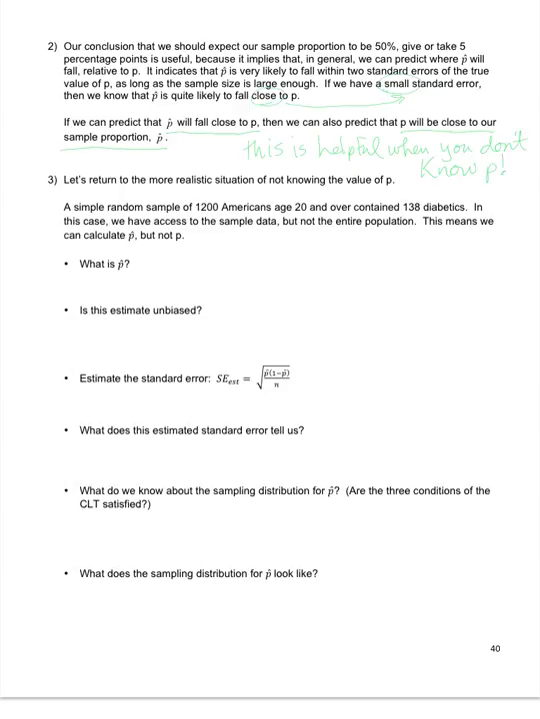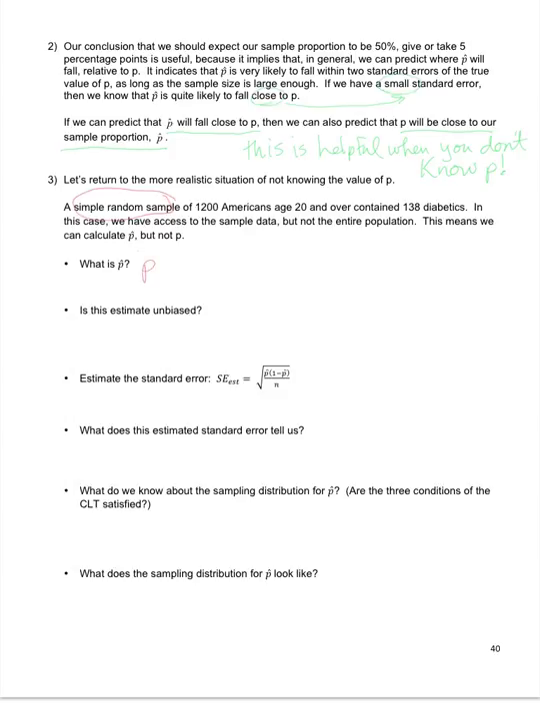All right, so let's return to the more realistic situation of not knowing the value of p. A simple random sample, SRS, of 1,200 Americans aged 20 and over contained 138 diabetics. In this case, we have access to the sample data, but not the entire population. This means we can calculate p hat, but not p.